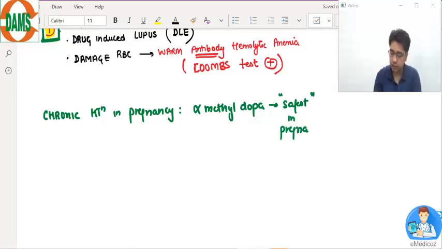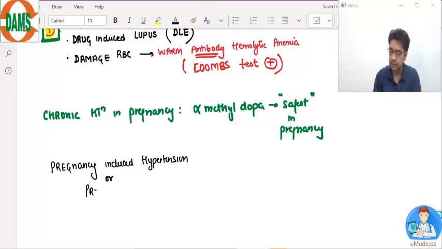But if a question comes on pregnancy induced hypertension, this condition is also known as preeclampsia. Here the drug of choice you will write is labetalol.